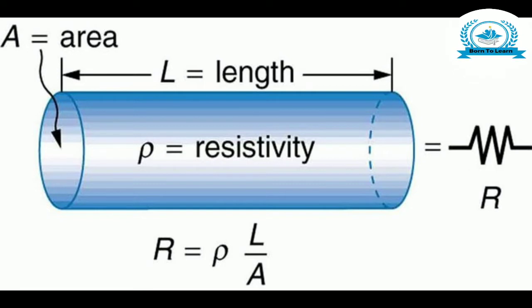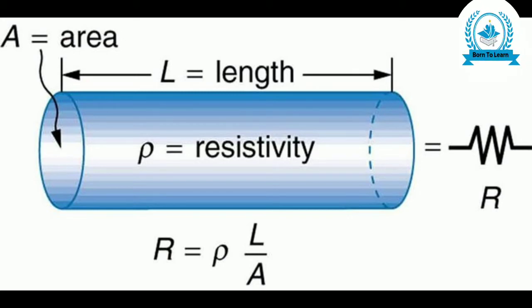Resistivity. It has been found by experiments that 1. The resistance of a given conductor is directly proportional to its length, that is, R is proportional to L. 2. The resistance of a given conductor is inversely proportional to its area of cross section, that is, R is proportional to 1 by A. By combining the relations 1 and 2, we get R is proportional to L by A, R equals rho into L by A, where rho is a constant known as the resistivity of the material of the conductor.